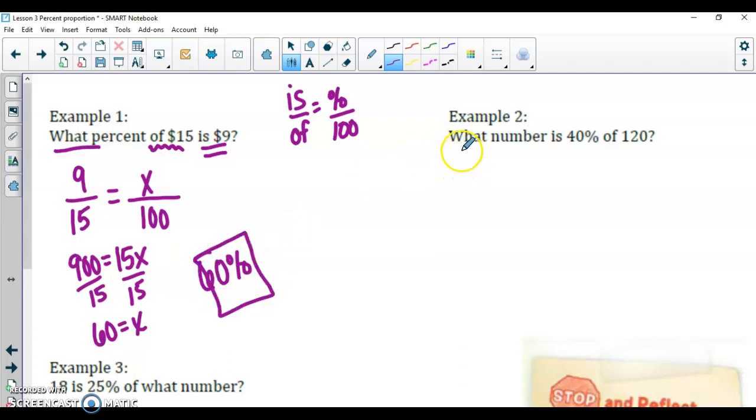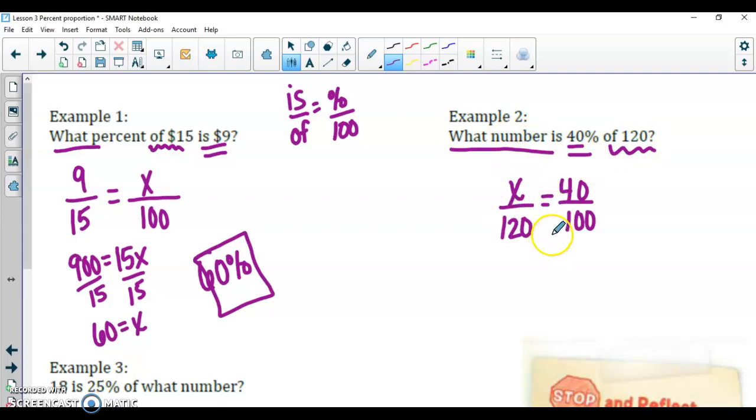Example number 2: what number is 40% of 120? Is over of, percent over 100. I see a percent this time, so I'm going to put that in the percent spot. I see of 120, so that's going to go in the bottom, and what number is goes in my x spot. Cross multiply: 100x equals 4,800. Divide by 100, and we get x equals 48. So 48 is 40% of 120.